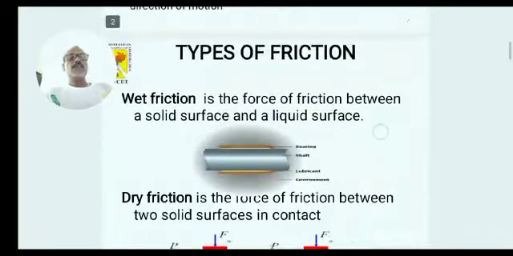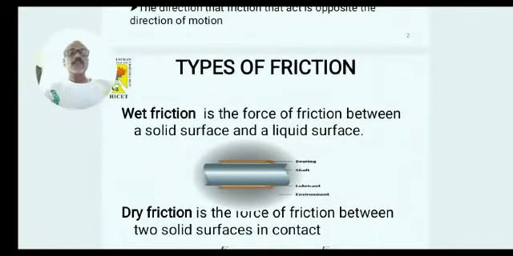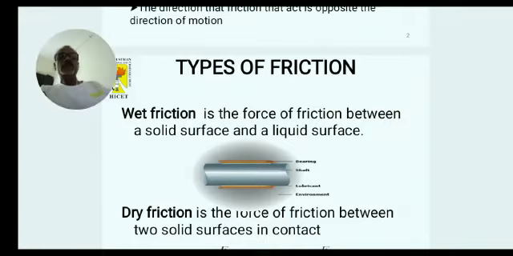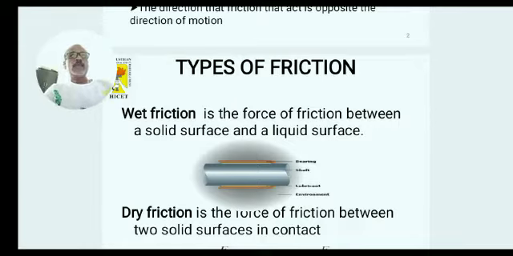What are the various types of friction? Friction is basically classified into two types: wet friction and dry friction. Wet friction means that between the shaft and the sleeve we fill lubrication oil. What is the purpose of the lubrication oil? It reduces the wear and tear of the shaft. That friction is called wet friction.